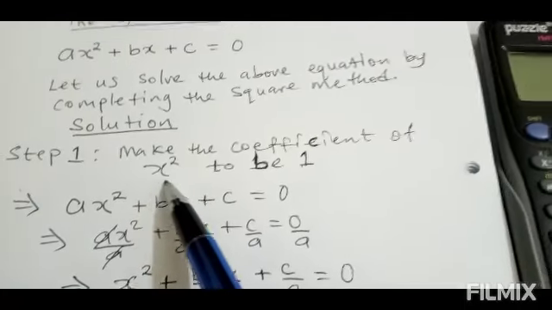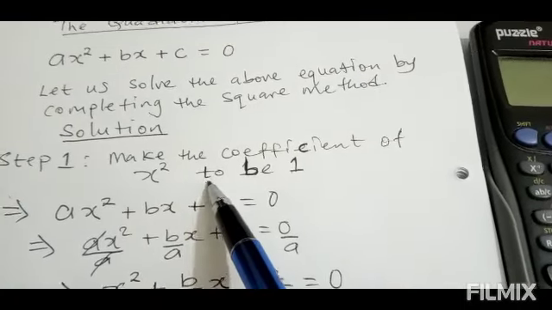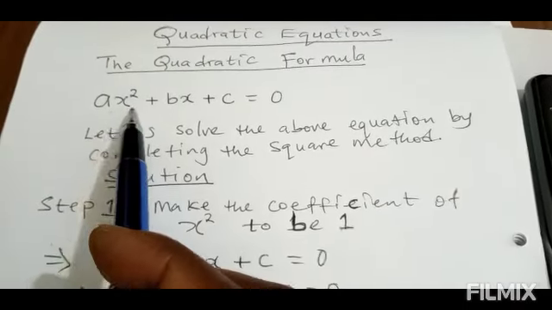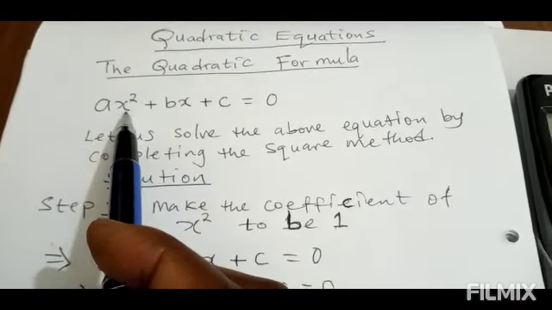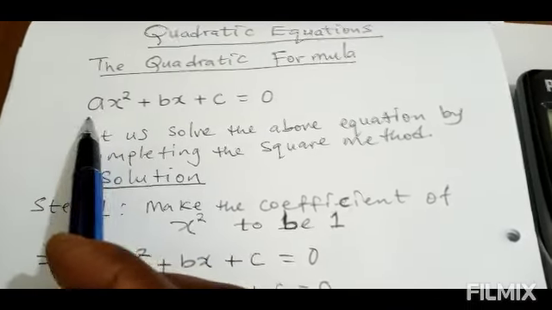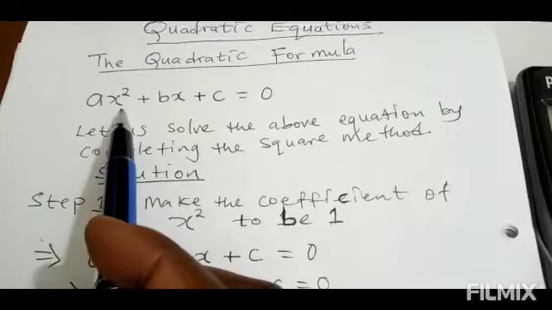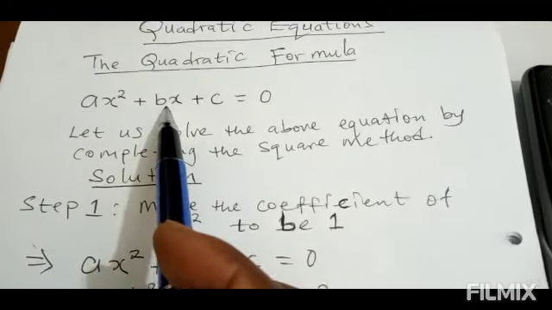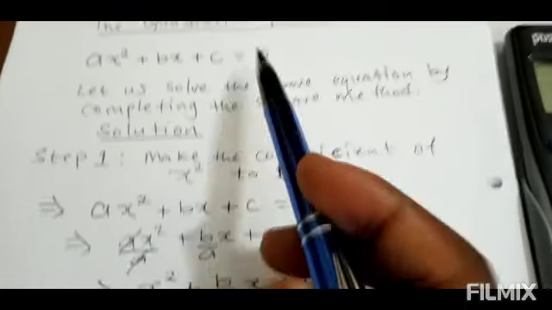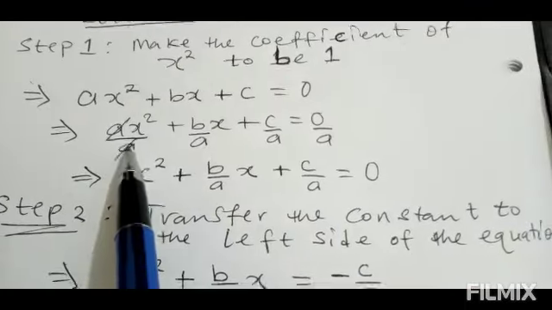The first step is to make sure that x squared has a coefficient of 1. Okay, so let's make the coefficient of x squared to be 1. So we're going to divide by a both sides. We divide this term by a, we divide this term by a, we divide this term by a, and we divide 0 by a. Okay, so this is what we have.